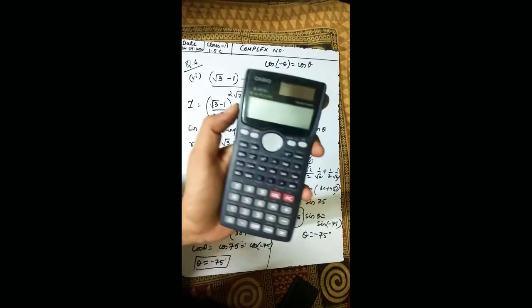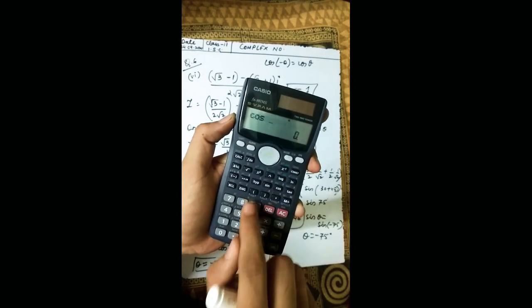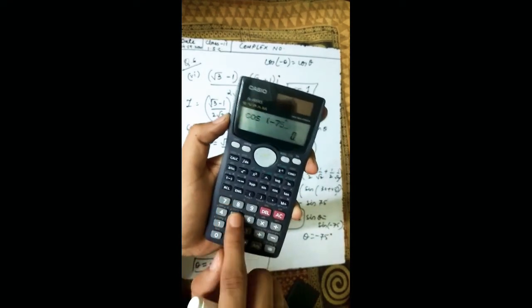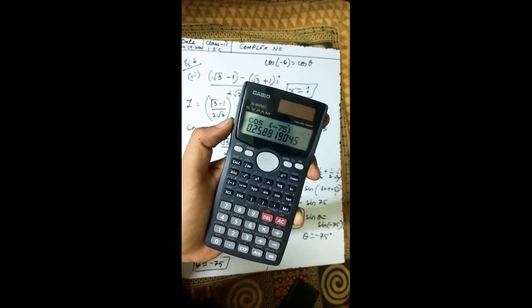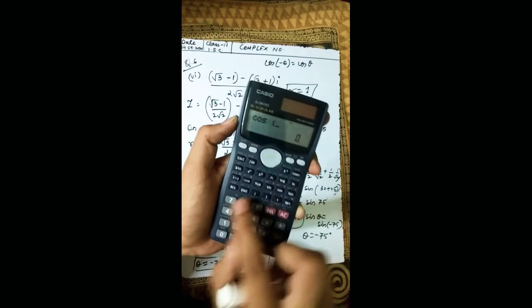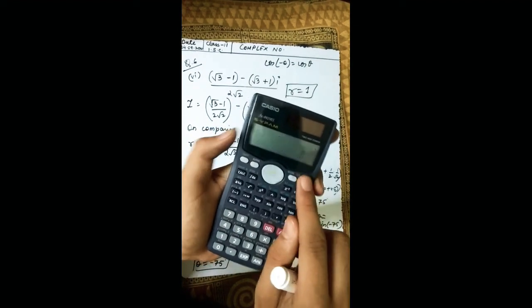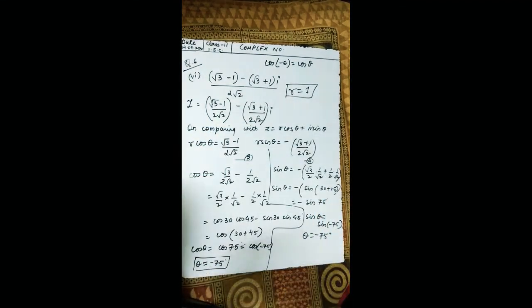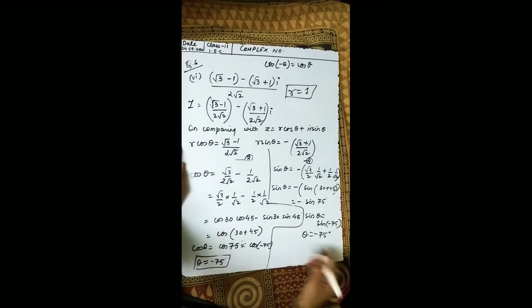See, you can even verify from the calculator also. I type cos bracket minus of 75. What are you getting? 0.2588. Just remember 0.2588, cos of 75, 0.2588. So it's the same. So all the things you got: r is equal to 1, theta is equal to minus 75.